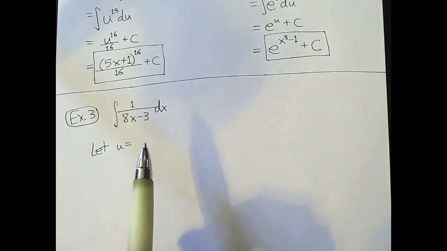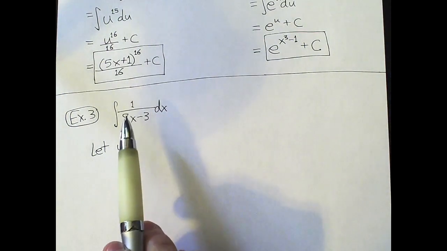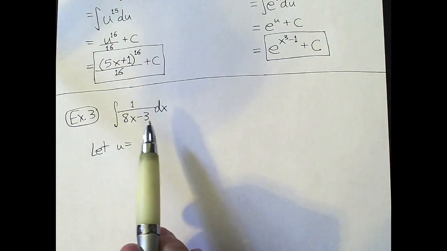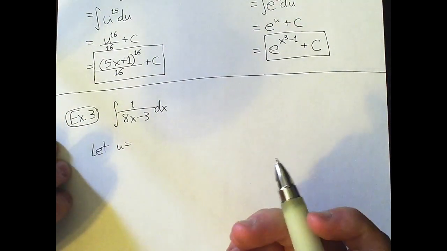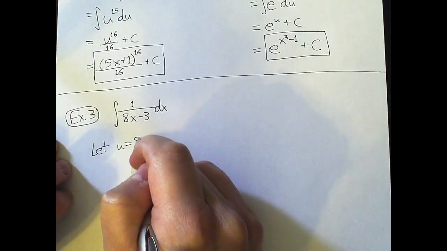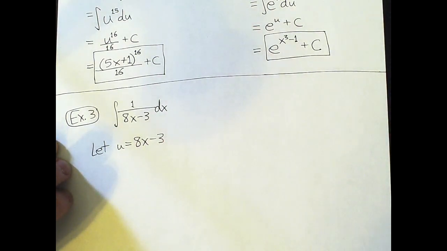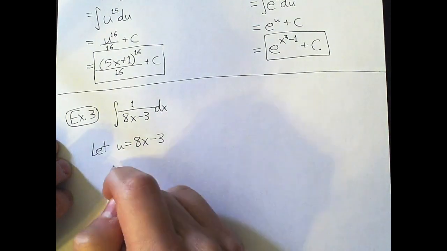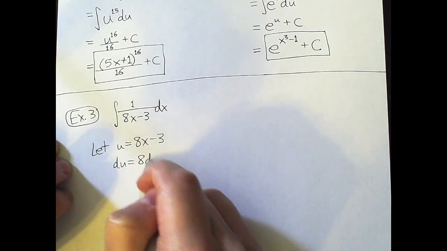So, should we let u equal 8x? Should we let u equal 1? Should we let u equal 8x minus 3? You might have to do a little trial and error until you get used to these problems and see patterns of what works. The 8x minus 3 is going to wind up being the best choice. It appears in the denominator. And du is 8 dx.